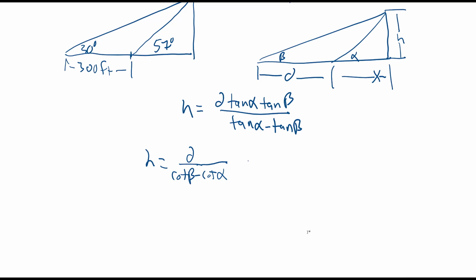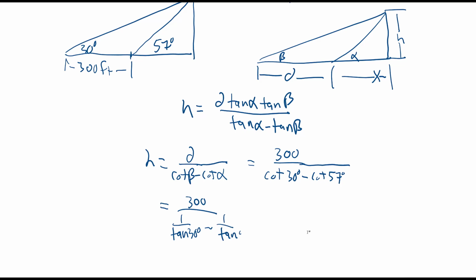So in the case that we're dealing with here, the D is 300, so it'll be 300 over cotangent of 30 degrees, because that's our beta, minus cotangent of 57 degrees. Now, most calculators don't have cotangent in there, and I don't know what you're using for a calculator, but I'm using the TI-84, so what I'm putting in mine is 300 divided by 1 over tangent 30 degrees minus 1 over tangent 57 degrees.